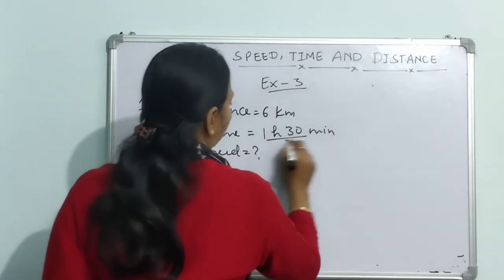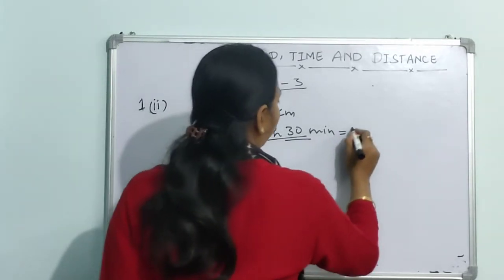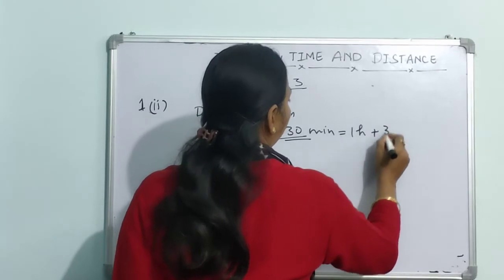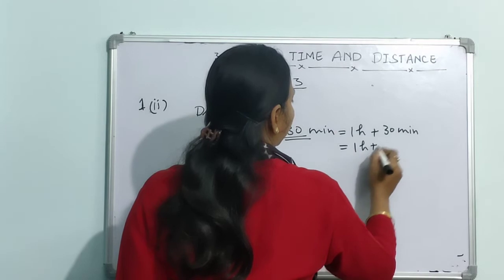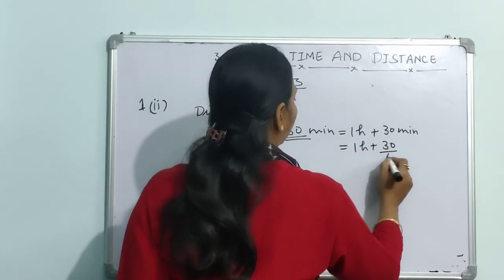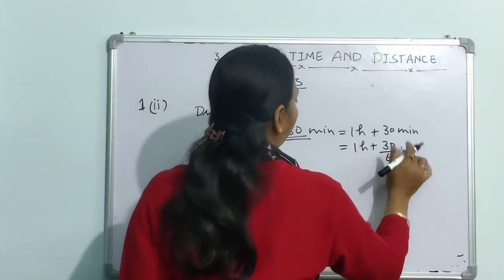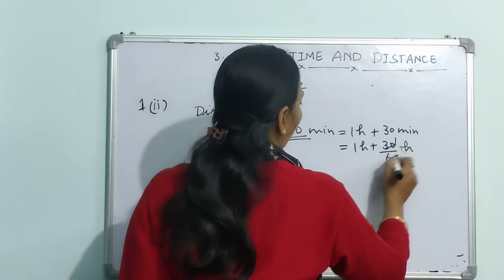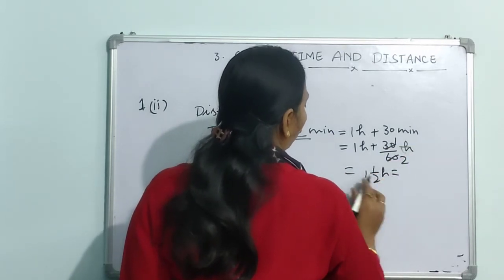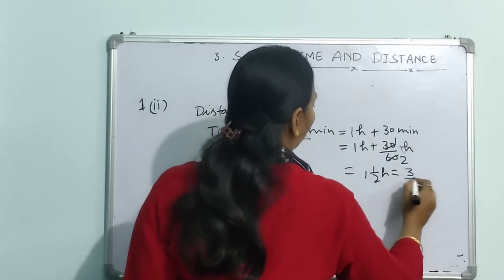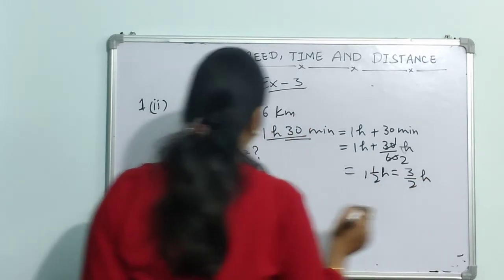So change this in hours. 1 hour is already given in hour, plus 30 minutes. So 30 minutes you change in hour. 1 hour plus 30 by 60 hours, that is 1 by 2. So 1 whole 1 by 2 hours. So 2 ones are 2 plus 1, 3 by 2 hours. You can change it into improper form.